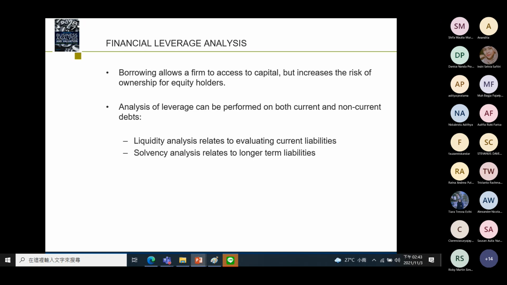While financial leverage can potentially benefit a firm's shareholders, it can also increase their risk. Unlike equity, liabilities have predefined payment terms, and the firm faces the risk of financial distress if it fails to meet these commitments. There are a number of ratios to evaluate the degree of risk arising from a firm's financial leverage.